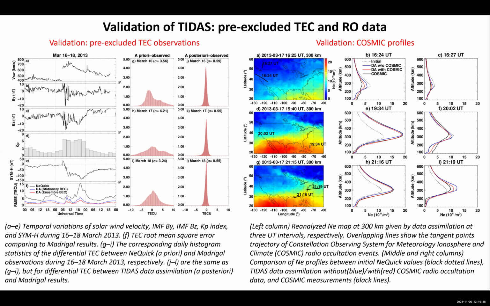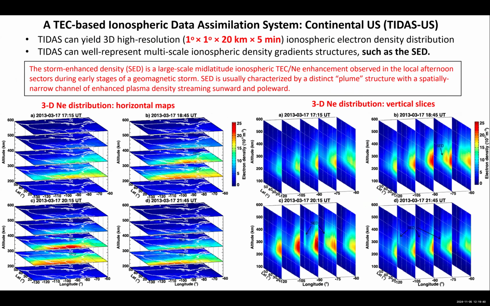But here, I would like to emphasize that we would like to use TIDAS to help us address some scientific questions, to show what new scientific insights TIDAS can provide us. The resolution of TIDAS is pretty high, as we provide three-dimensional electron density distribution. The grid size is 1 degree by 1 degree in latitude and longitude, and 20 kilometers in altitude, and 5 minutes is the time cadence.